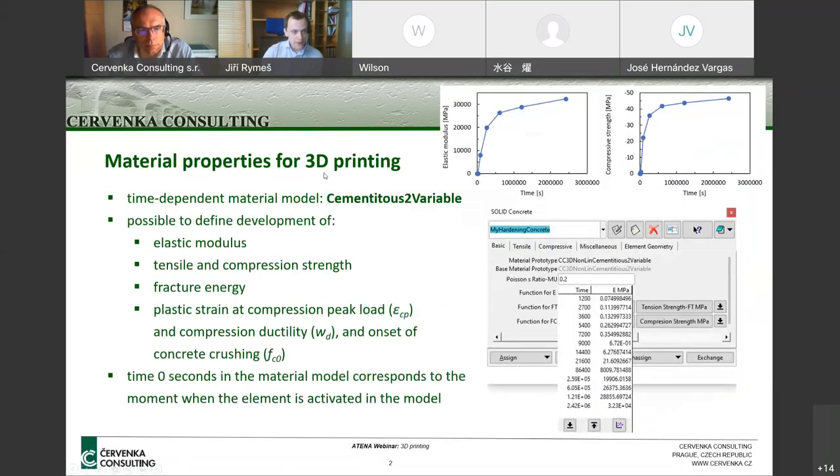So first of all, the definition of the material. As was mentioned previously, we have this time-dependent material model implemented in ATENA. It's called CC Cementitious 2 Variable. And it allows for definition of time development of all the material properties which change during the hardening of concrete. It should be noted that the time zero when the element is activated in the model corresponds to the zero of the time function defined in this material.